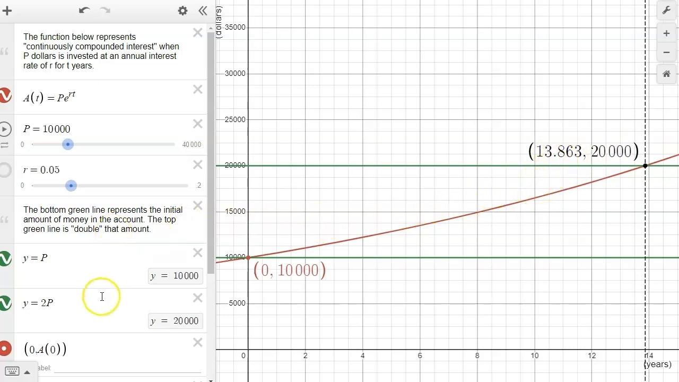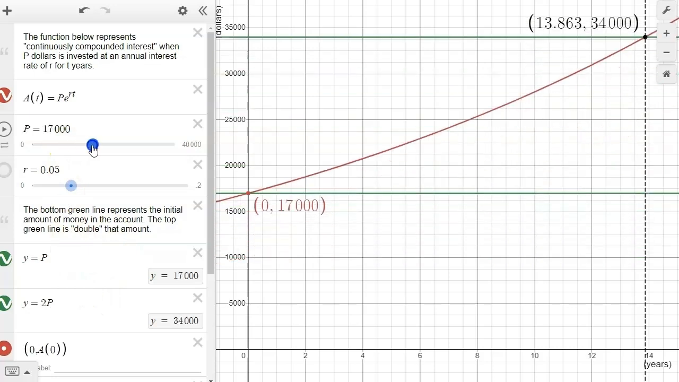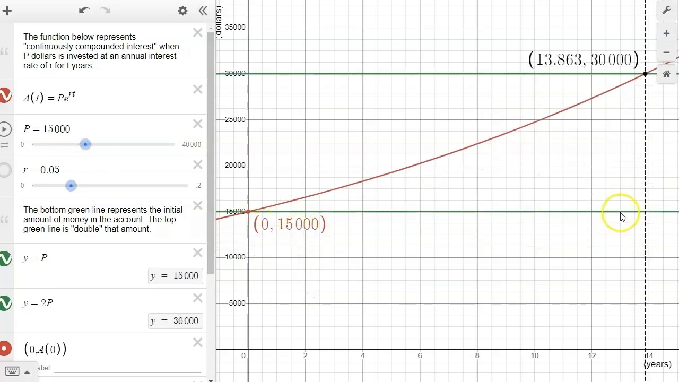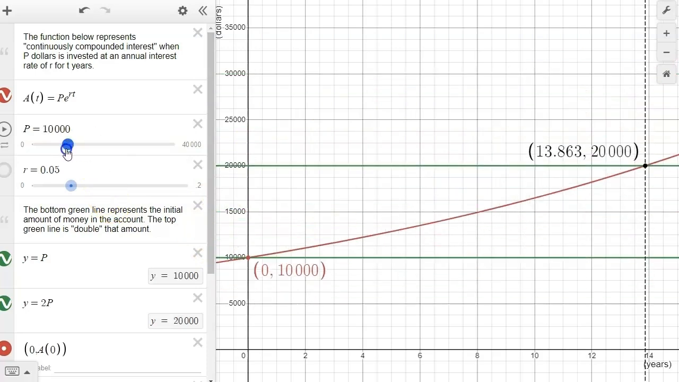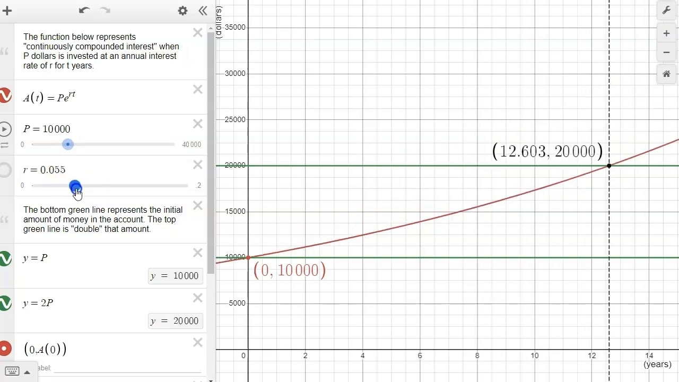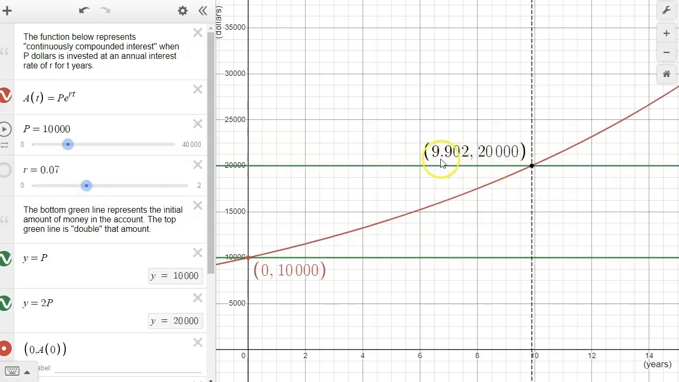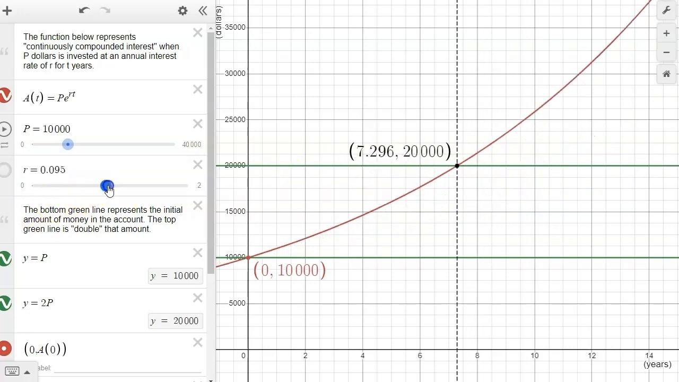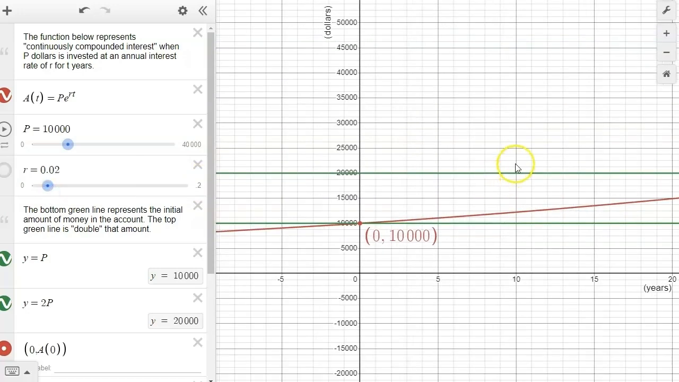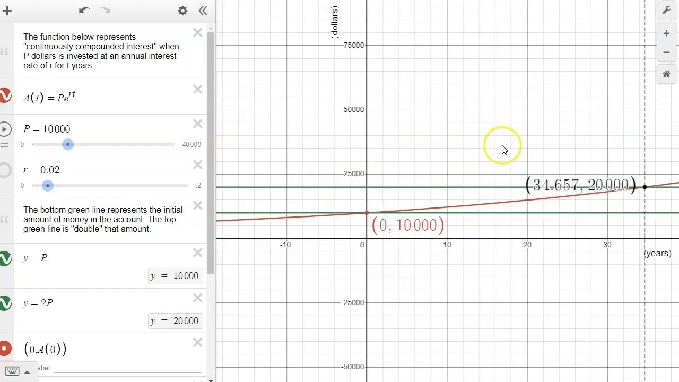Now, notice that if we go to our slider and change P, the initial amount of money, the doubling time does not change. So if you start out with $15,000 and you double to $30,000, the doubling time is still about 14 when we're using 5% interest. So that initial amount of money doesn't affect the doubling time. Now, the interest rate does. So at 5% interest, notice that we doubled after 14 years. If I moved it to, say, 7%, it would double after about 10 years. Or if I moved it to 10%, we'd be doubling after about 7 years. Or if we moved it to 2%, it would take about 35 years. Now, we'd have to zoom out here a little bit.